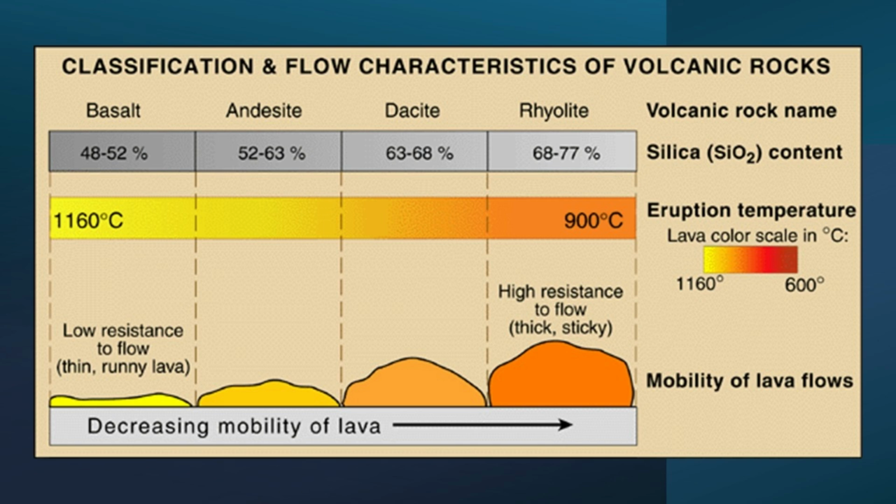This results in having very light colored rocks when it actually cools. We also have a drop in temperature. So higher silica, lower temperature, high viscosity. So the rhyolite is the type that does not flow. It kind of chunks up in the neck of the volcano. And this is the type that's going to be explosive, and it's going to release a lot of poisonous gases.